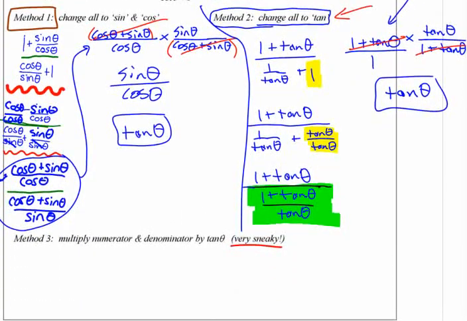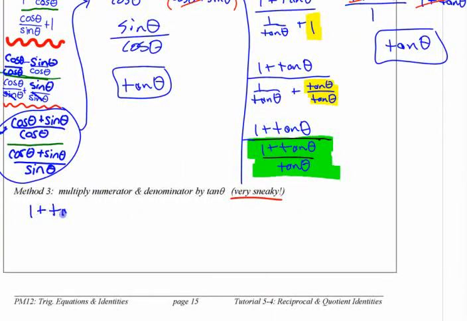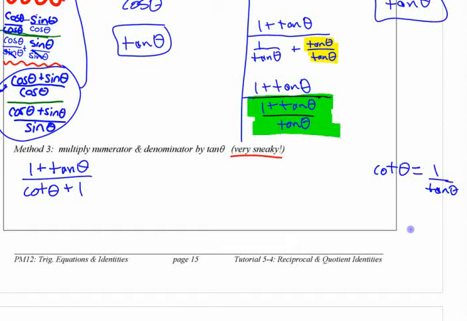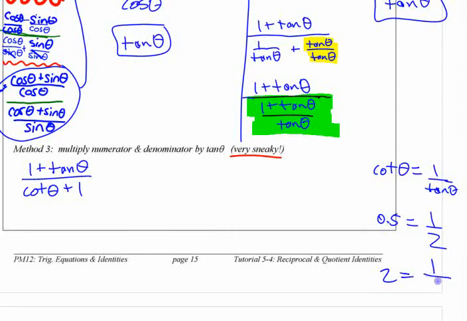This last one happens to work, and maybe it doesn't occur to you until you have seen it. If we have 1 plus tangent over cotangent plus 1, go back to that identity that says cotangent theta is 1 over tangent. You can learn these identities a different way as well. If you have something like 0.5 is equal to 1 divided by 2, you could also switch those around, and say 2 is equal to 1 divided by 0.5. Couldn't you?